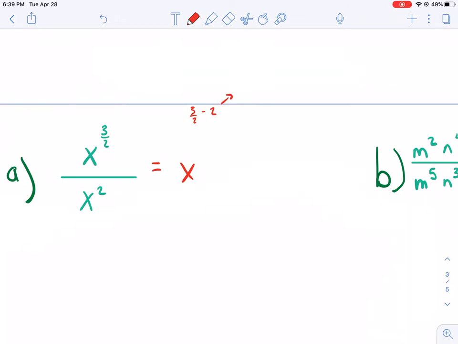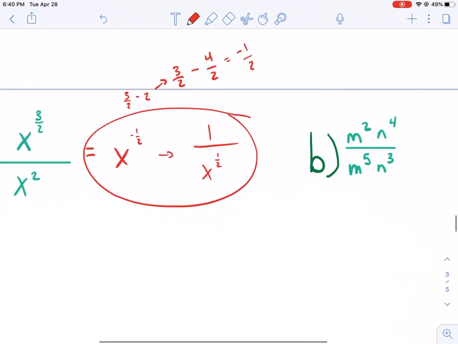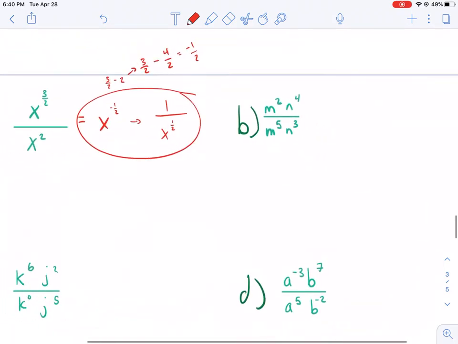So we're going to multiply the 2 by 2 so we can have a common denominator, and we get -1/2. If we wanted to, we could rewrite this as a positive by writing it in the denominator of a fraction. Either of these are good unless it specifically asks for a positive exponent.